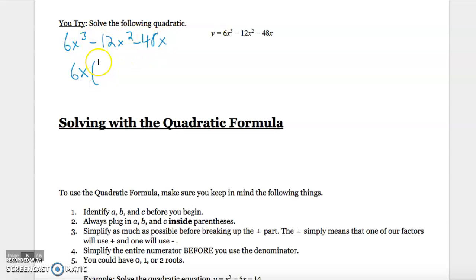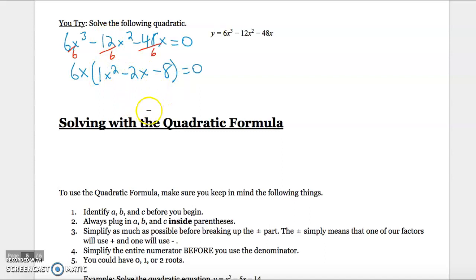So then when I pull out a 6x, you think of it as division. Divided by 6, divided by 6, divided by 6. So then I have 6 divided by 6 is 1x squared. Then I have negative 12 over 6 would be negative 2x. Negative 48 over 6 would be a negative 8. Oh, sorry, that's all supposed to be still set equal to 0. My goodness. All right, so I took my GCF out, and then, oh wait, double check yourself here.